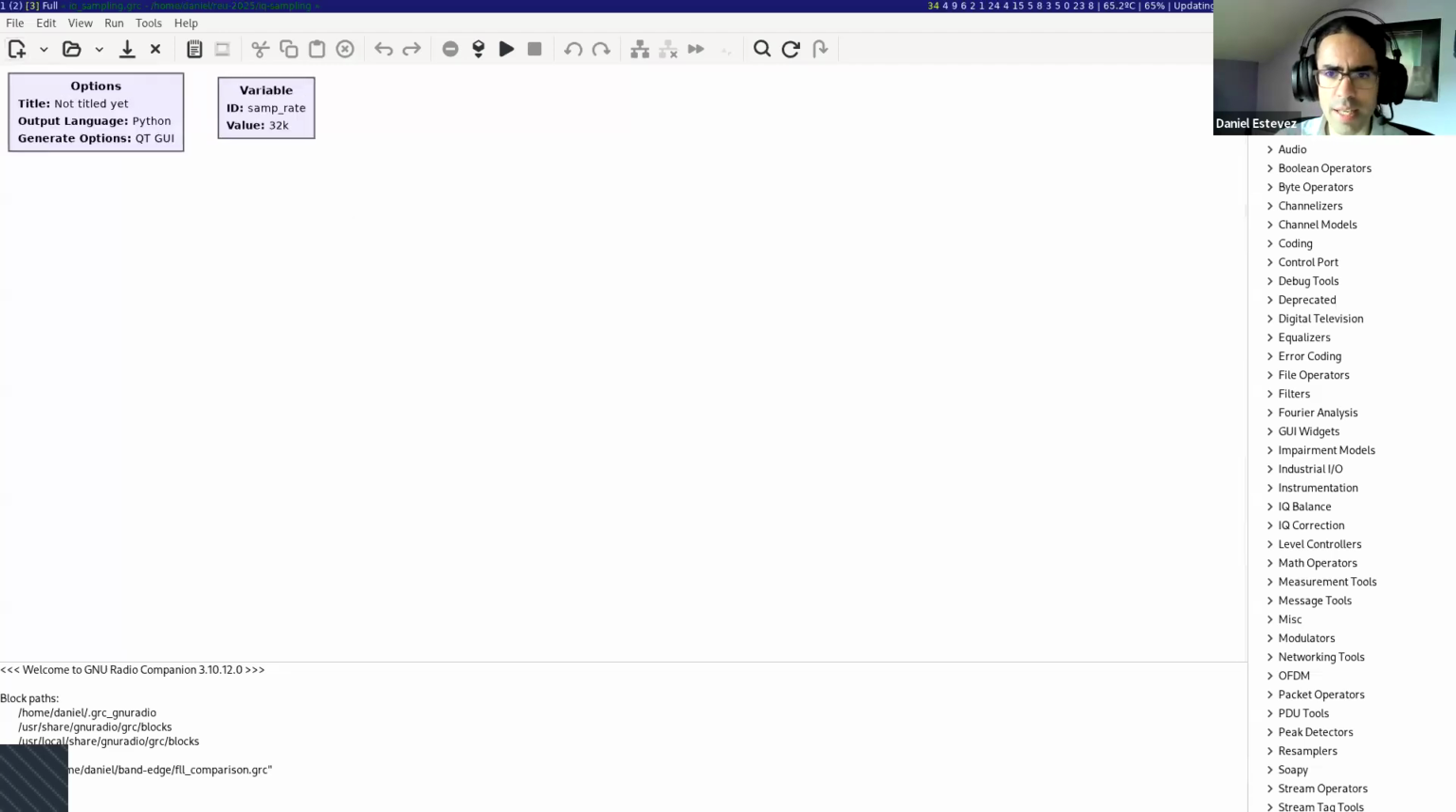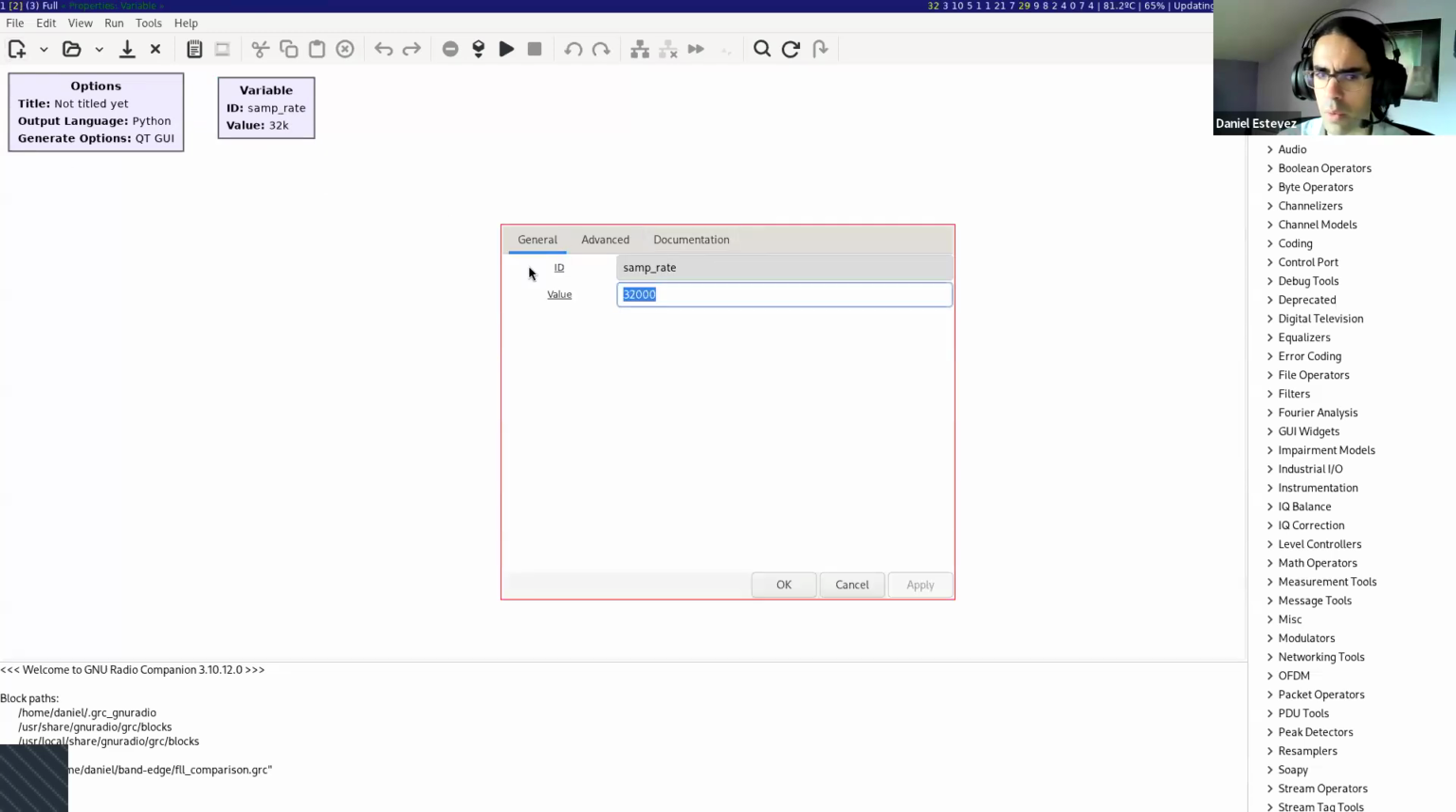So let's get started. I have all the flow graphs already in the GitHub repository. The first one, I think I'm going to try to replicate it in real time. The second one, maybe I will just open a copy.